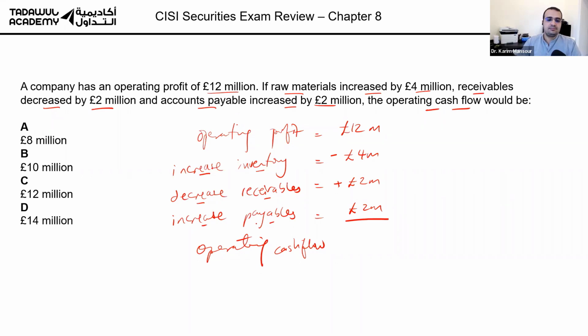Increase in payables. Payables is the amount that you have to pay to creditors. If the amount of payables goes up, that means you haven't paid. You owe them more. Why do you owe them more? Because you haven't paid them. And because you haven't paid them, your cash has gone up. You didn't lose cash. So the operating cash flow is 12 minus 4, that's 8, plus 2, that's 10, plus 2, that's 12 million. So the answer is C.